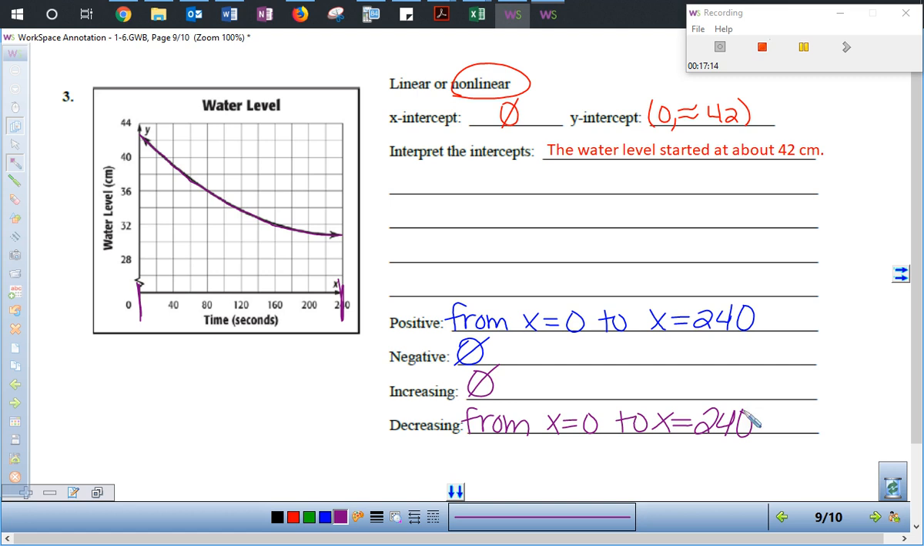Now, I understand, guys, that this can be a little bit confusing. Take it a little bit at a time. Take it slow. Make sure you come in and get help. Check it with the answer key. This is really important to be able to understand the difference between positive and negative, increasing and decreasing, interpreting the intercepts. It can all be very confusing, so you need to make sure you're coming and getting help.